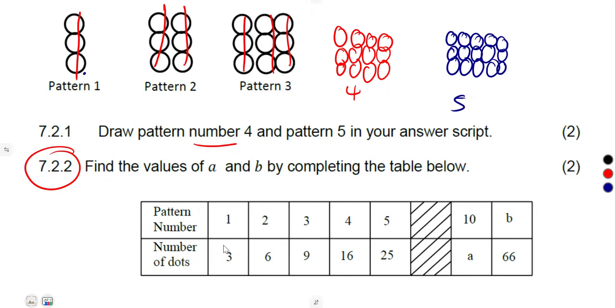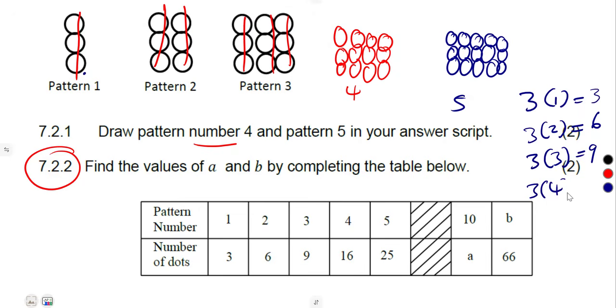So in actual sense, every term is being multiplied by 3. But the question is, what is pattern 1 giving us? A 3. Pattern 2 is giving us a 6. Pattern 3 is giving us a 9. Pattern 4 giving us what? 3 times 4, it is supposed to be 12.